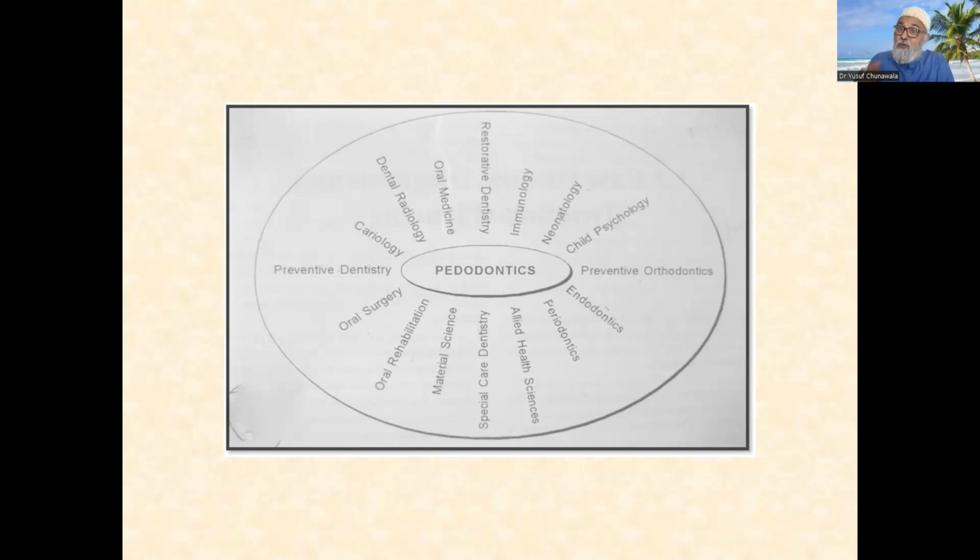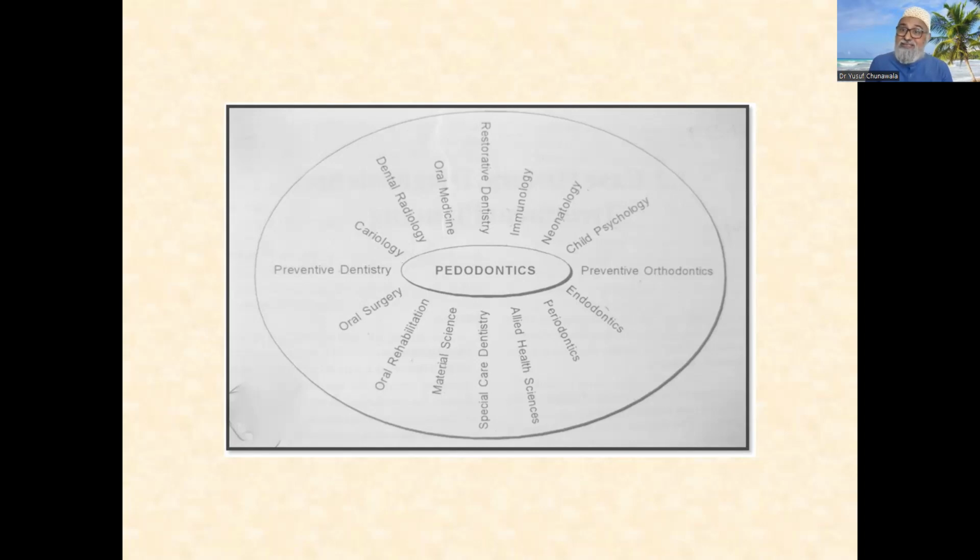Okay, then immunology, that is a small specialty. Neonatology, also you can be called. Child psychology, if you have great interest in psychology. Psychology is a major component, behavior management and various techniques, and child psychology is a major part, and it comes in the scope of pedodontics. Now, preventive and interceptive orthodontics is also a part of pedodontics, and endodontics, so I covered. Then periodontics, all disorders, gingival and periodontal diseases related to children are done in pedodontics only.